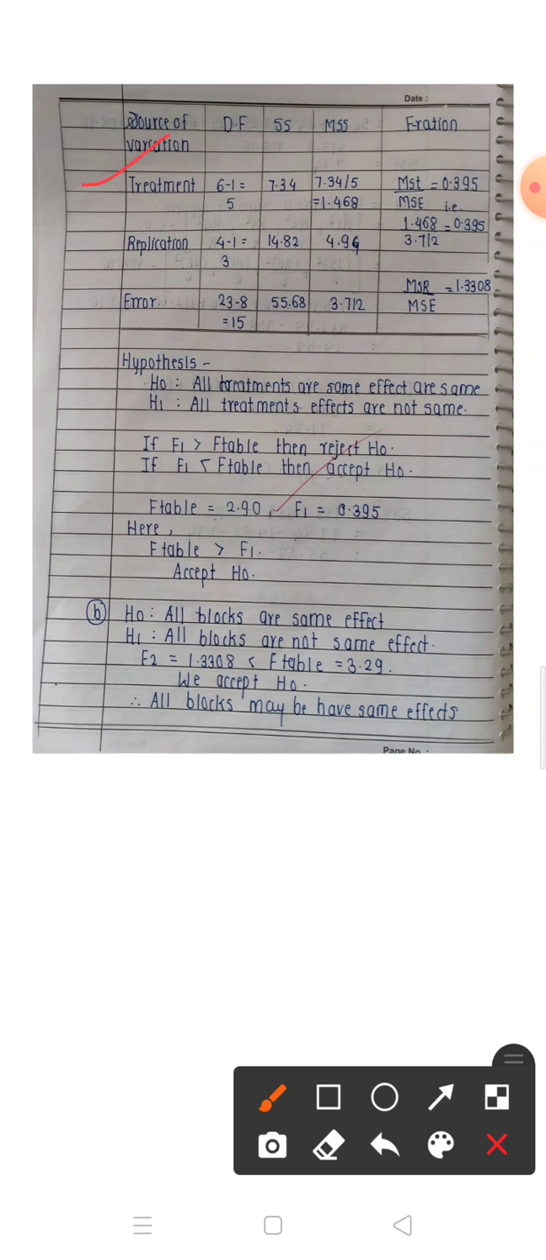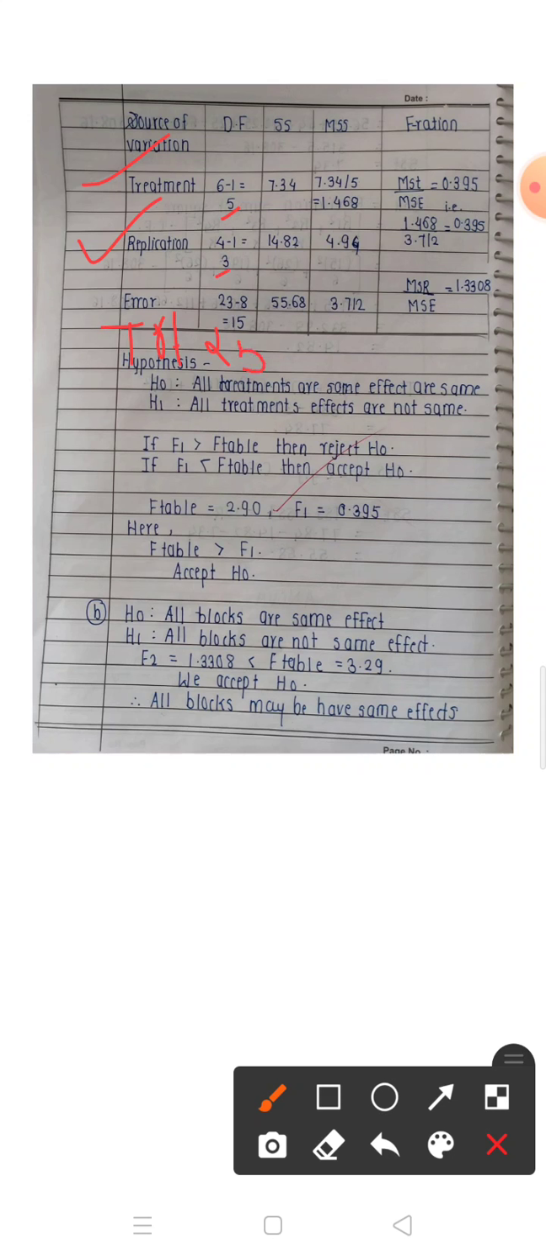For treatment, what is the degrees of freedom? We are given 6 treatments, so degrees of freedom is 6 minus 1, that is 5. For replications, we are given 4 replications, so 4 minus 1, so 3 degrees of freedom for the replication. And for total, how many observations are given? Total 24 observations, so 24 minus 1, that is 23.